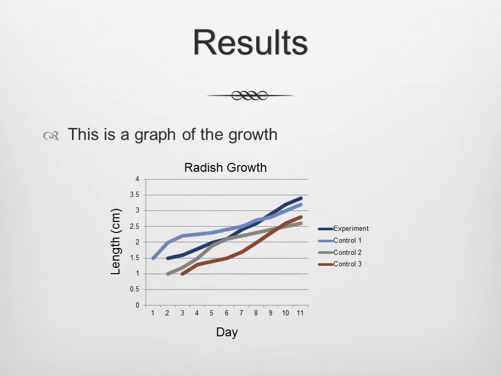Here's the graph of my results. In the dark blue, you can see the experimental plant. And the trend it follows doesn't really differ from that of the control 1 plant, the control 2 plant, and the control 3 plant. There's no real significant difference in trend.